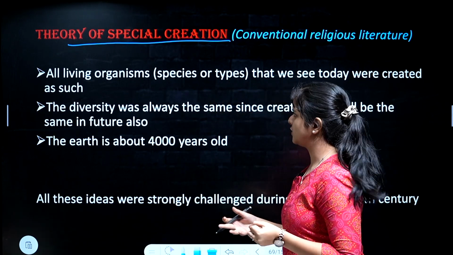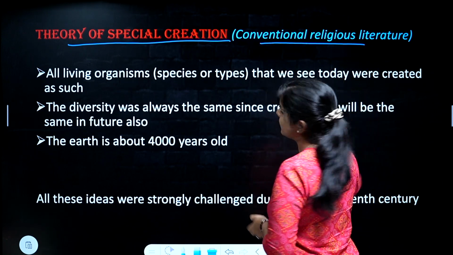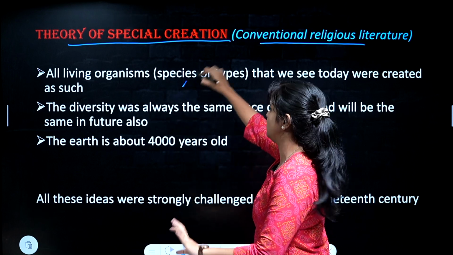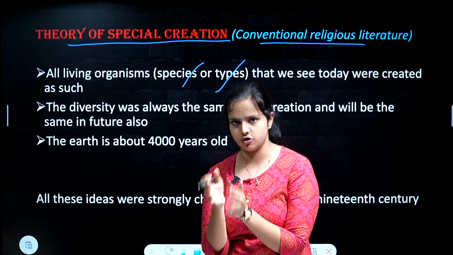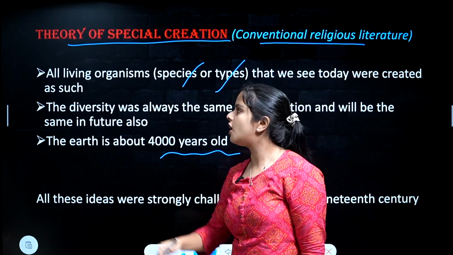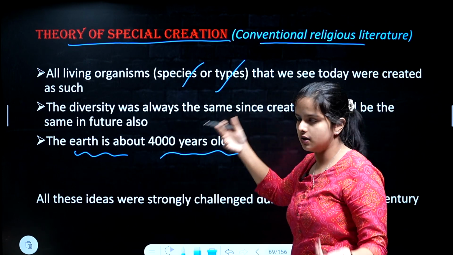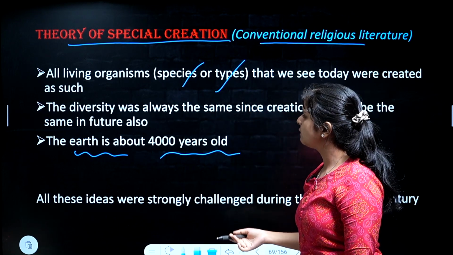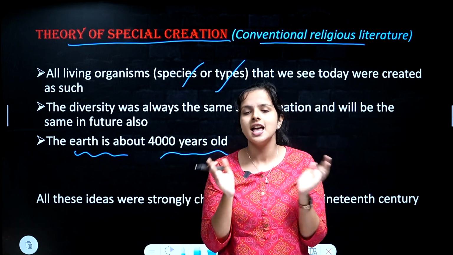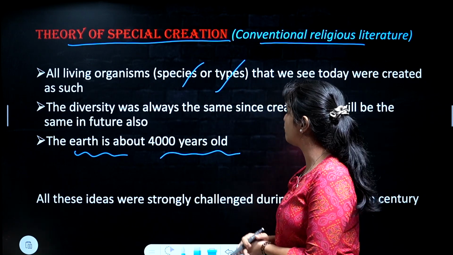What does the theory of special creation actually tell us? The theory of special creation is usually found in conventional religious literature textbooks, and it says that all living organisms that you see right now, all the species, all the types that we see today, were created as such. They were like this when they were created about 4,000 years before. So according to the theory of special creation, the earth originated about 4,000 years ago, and life was created as such. There was no evolution. Everything was created as such by some supernatural power. So this is what the theory of special creation says.